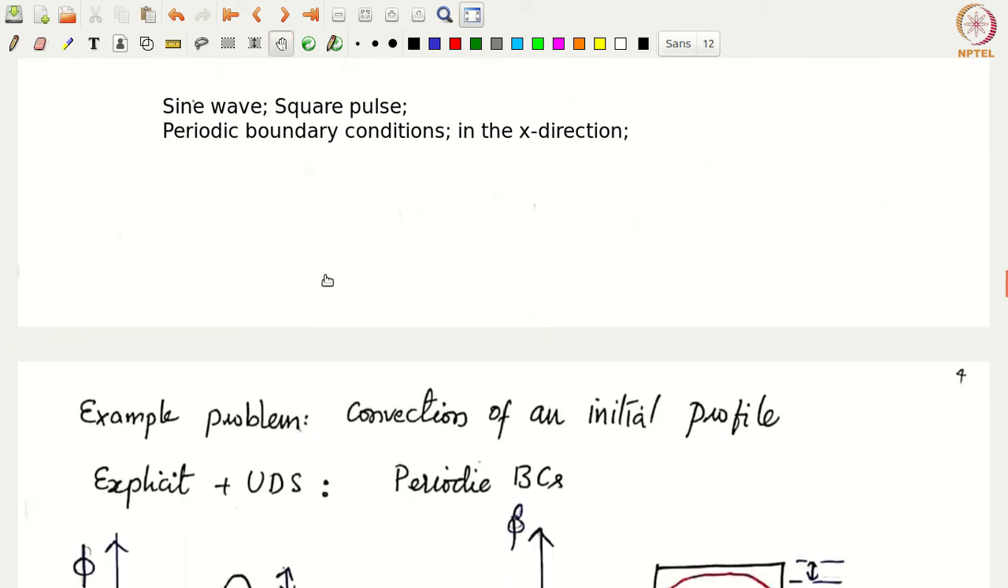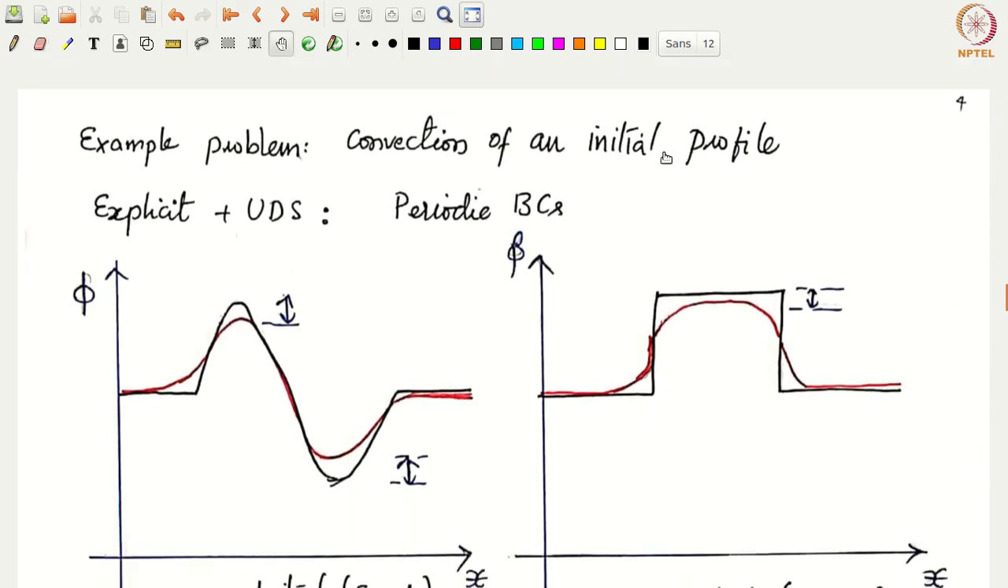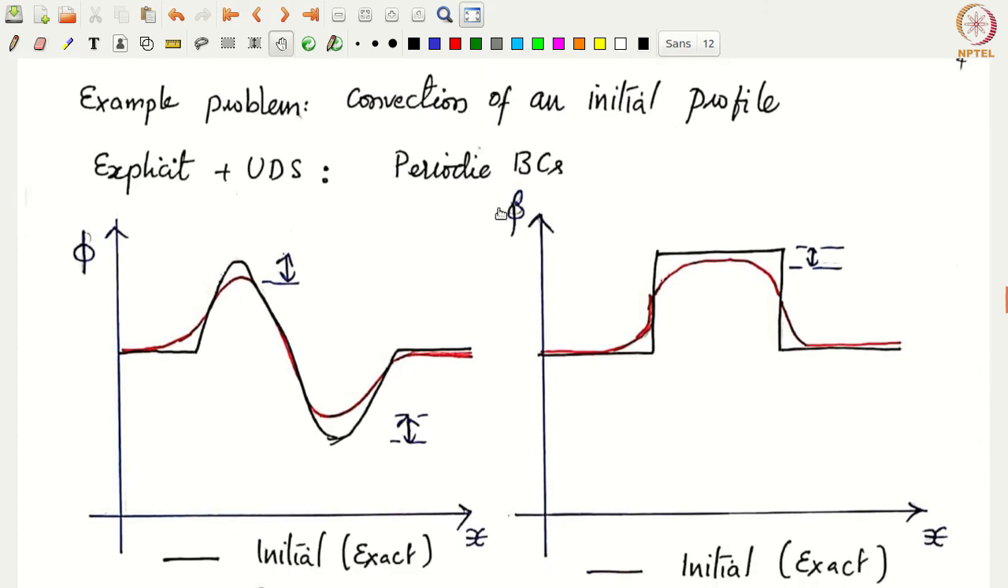Okay, let us look at this example problem, convection of an initial profile. We know that the exact solution is basically the same profile shifted by u times time, right? Velocity times the time is what the shift is. Now we will use explicit and upwind difference scheme for time stepping and spatial derivative, and of course also use periodic boundary conditions in the x direction.